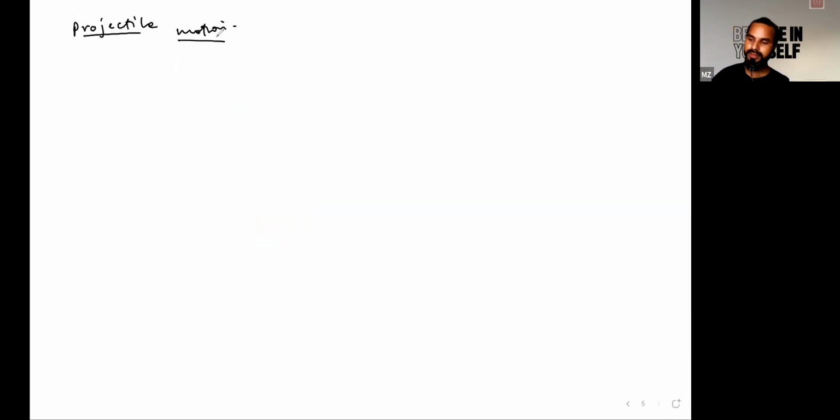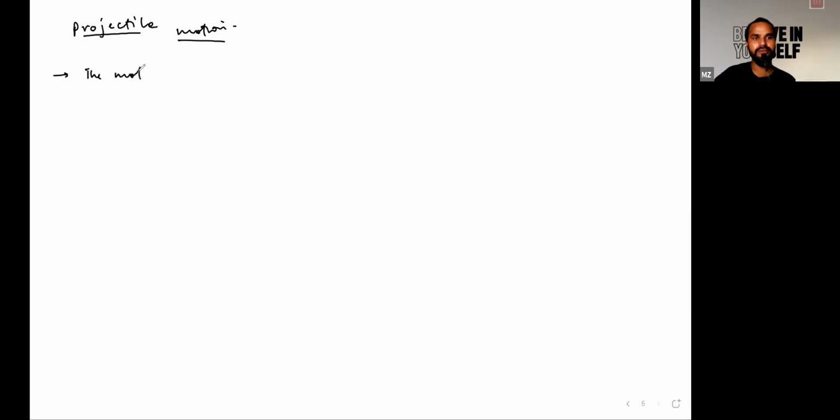So first of all, what do you mean by projectile? Projectile is nothing but motion of an object in a two-dimensional plane under the effect of gravity alone. Two-dimensional plane means it will have motion along the x-axis as well as the y-axis. So it is called projectile motion.